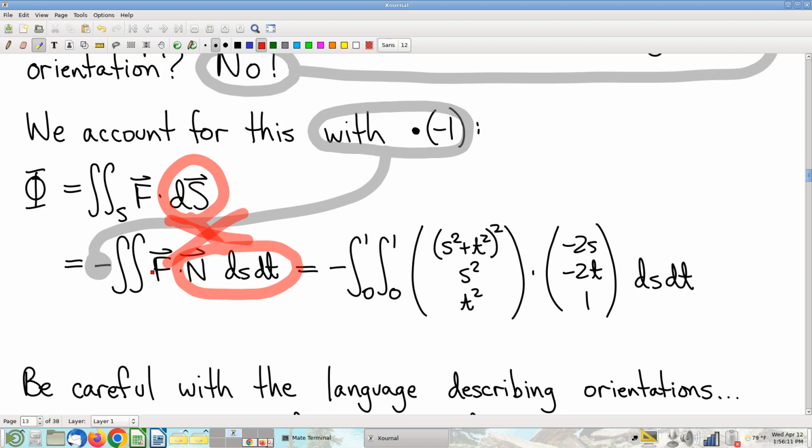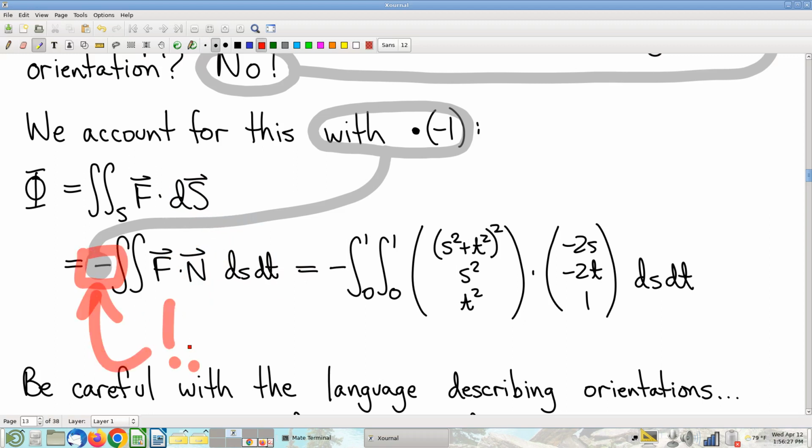Capital N does not. Capital N has an orientation that comes from the arbitrary parameterization you've chosen, right? So very importantly, these are not the same thing. So you have to have this minus sign here. You have to. If it's not there, then it's wrong. It's just wrong. They're just not the same, right?